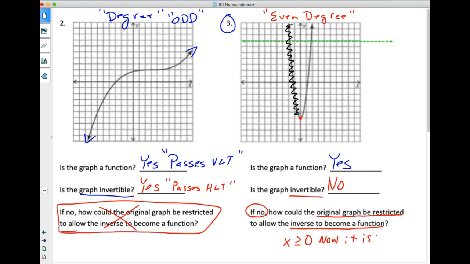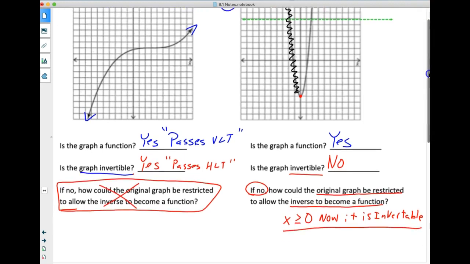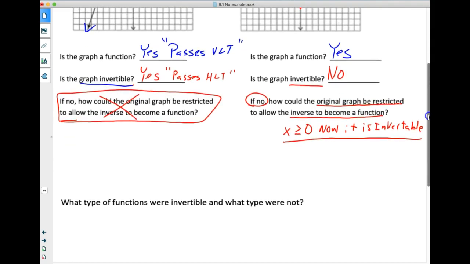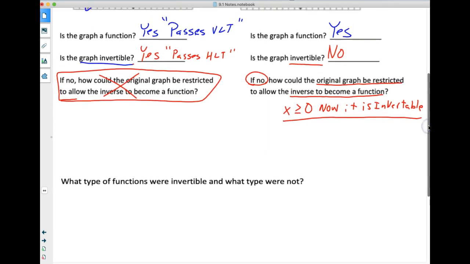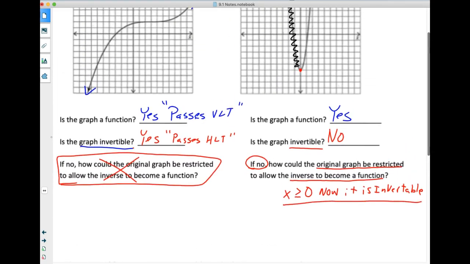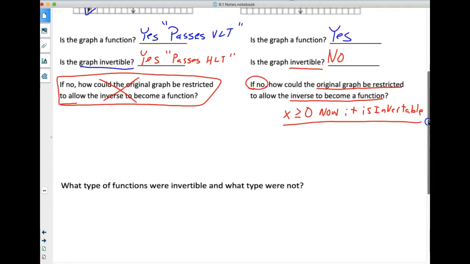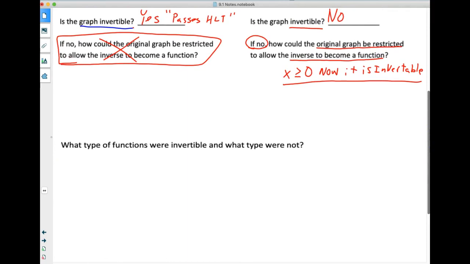It is invertible with that restriction on it. But I only have half of the graph then. So if I keep going down and I look here at the end, it doesn't matter which side of that function I keep. I can keep the left side or the right side. It does become invertible then. But what type of functions were invertible? Well, odd functions.